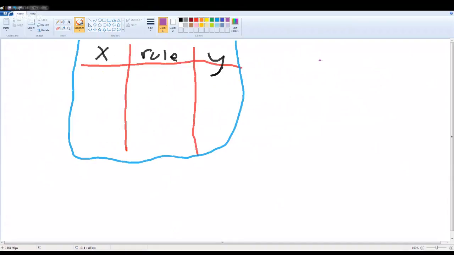Okay, so how do you set this up? I can't remember. Okay, let's say y equals 4 times x. Wait, 4 times x plus 1. Okay, we're just gonna say it like this.